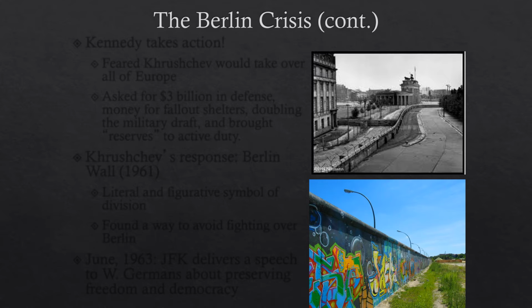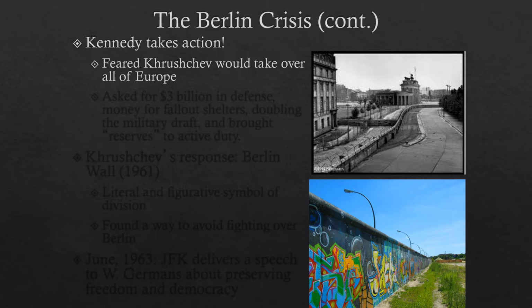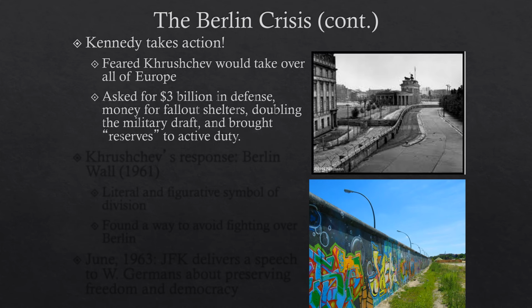This really ticked off Kennedy. This meeting that went very poorly with Kennedy and Khrushchev really set off a spark in Kennedy to take action. Kennedy knew that Khrushchev wasn't messing around when it came to what to do with Berlin. And Kennedy thought, well, if Khrushchev is successful in taking over West Berlin, what's going to stop him from taking over the rest of Germany and then ultimately the rest of Western Europe? So Kennedy decided to increase defense spending.